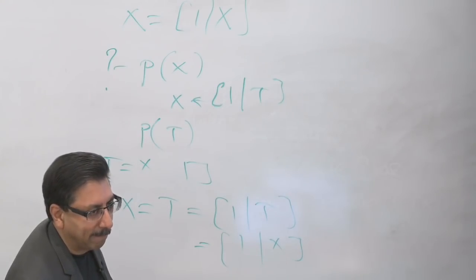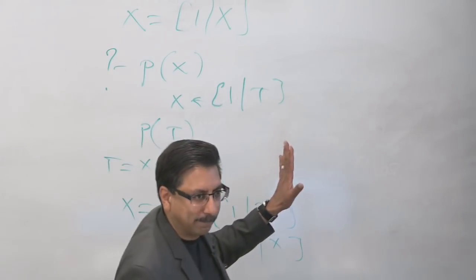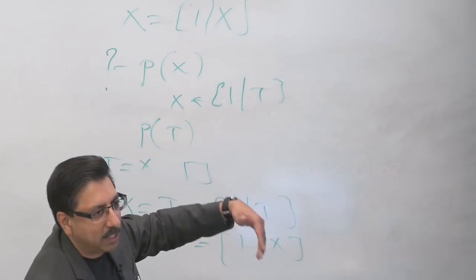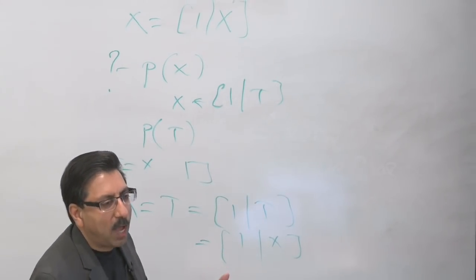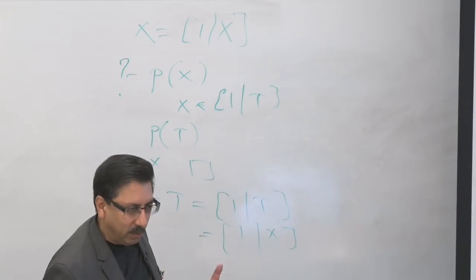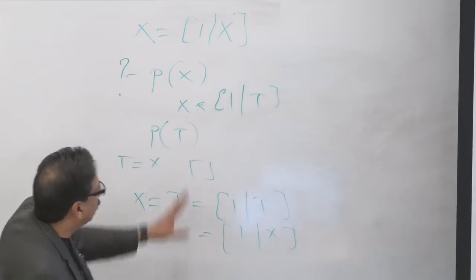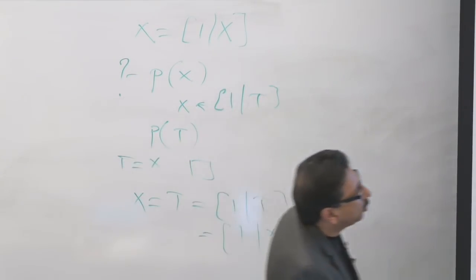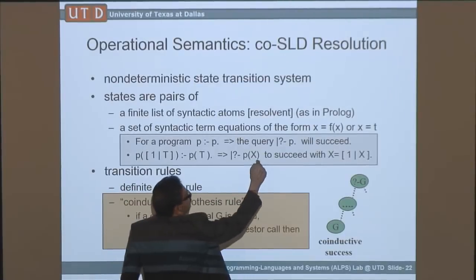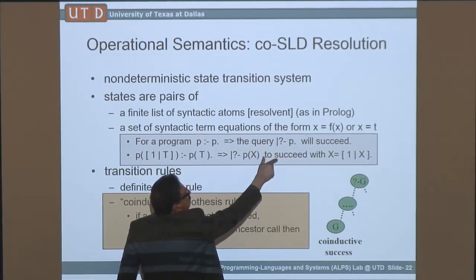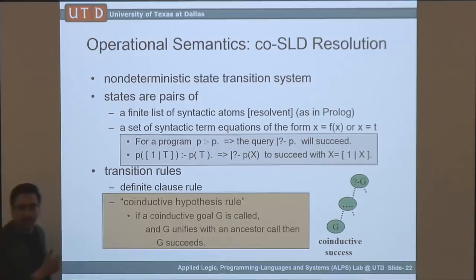So it doesn't matter whether it's less general or more general. If it unifies, you import the bindings, and you terminate. And if there were other goals after, P of X comma something which refer to X, then at this point X has a binding which is an infinite list of ones.